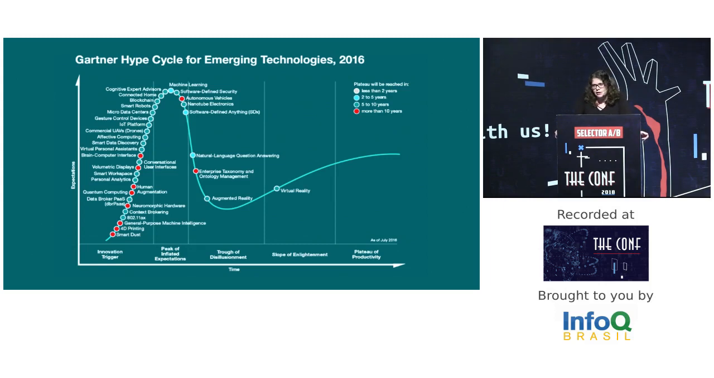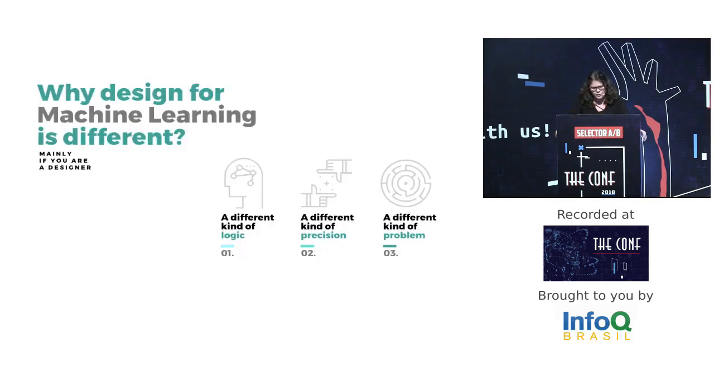Then this is the beginning, and we are at this moment right now. Because of that, I'm trying to understand what machine learning will affect my job, my work. I hope I will have a work, not a robot doing my job, maybe. To understand this, the first question that we have is: why is design for machine learning different?